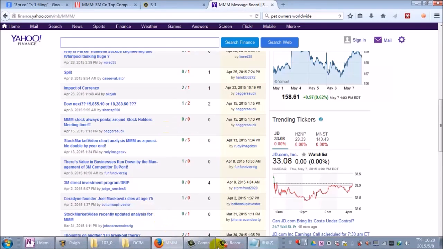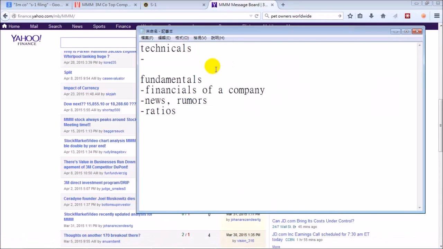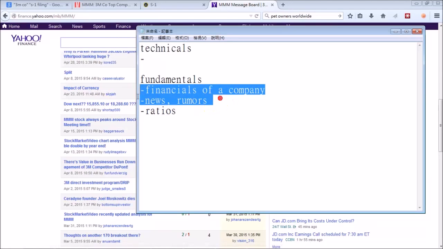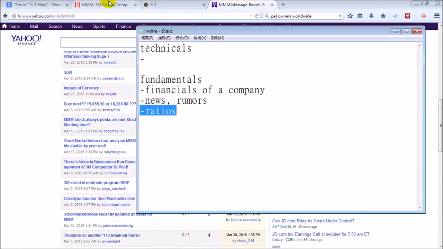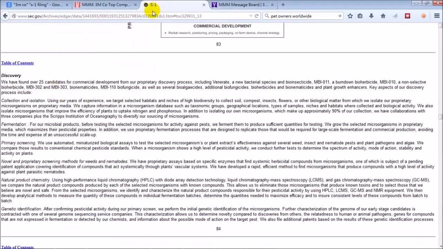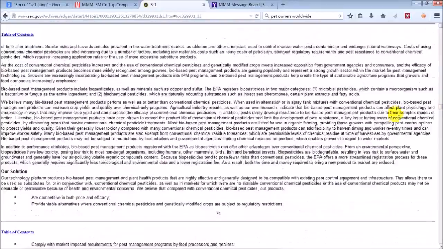That is the fundamentals. I'm going to get to the technicals in the next video because I don't want these videos to be long. So let's do a quick review. Go to morningstar.com for financials of the company. For news and rumors, Yahoo message board is good, and for ratios, you can also go to morningstar.com. And for everything else about the company, check the S1 filing that a company must create before going public.